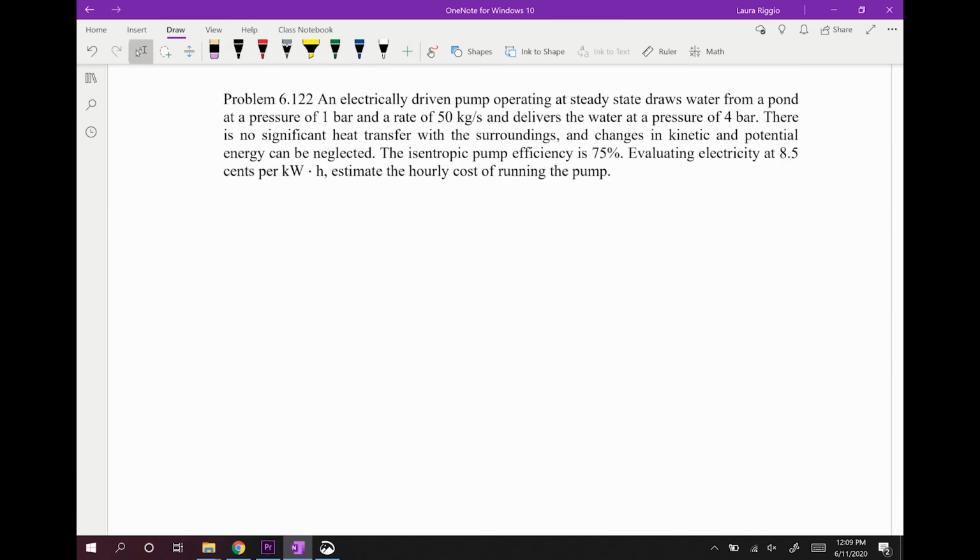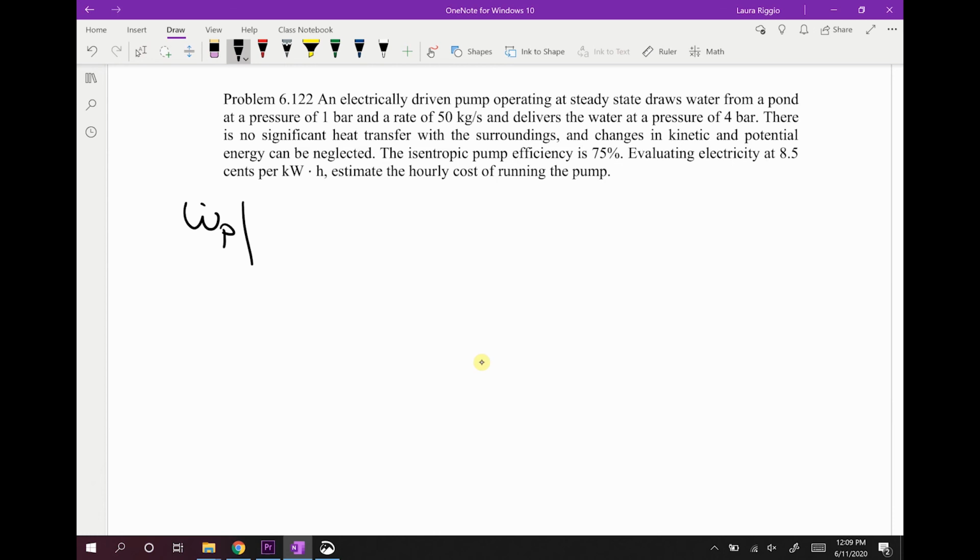Our last example, we have an electrically driven pump operating at steady state that draws water from a pond at a pressure of 1 bar and a rate of 50 kilograms per second, and delivers water at a pressure of 4 bar. There are no significant heat transfers to the surroundings or changes in kinetic and potential energy. The isentropic pump efficiency is 75%. Evaluating electricity at 8.5 cents per kilowatt hour, we want to estimate the operation cost of the pump.